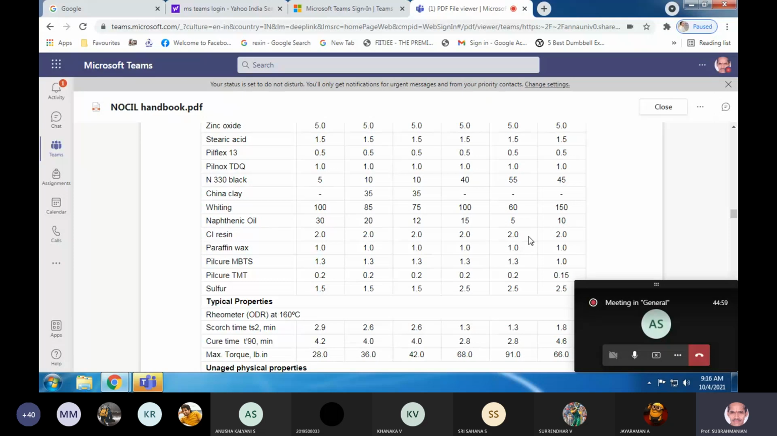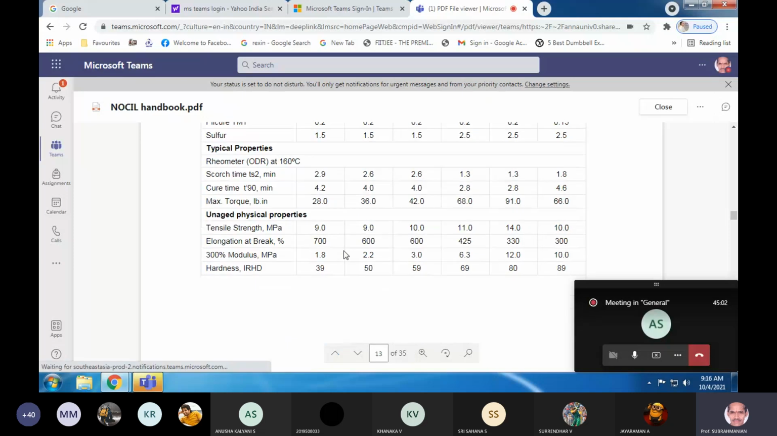Filler 55 parts of N330. So that is a reinforcing filler. And where is it captured? It is captured in the 300% modulus as 12 MPa, even though it gives a low tensile strength, 14 MPa, which for NR is not the best tensile. All right. So look at the modulus: 12 MPa, the best modulus of these six formulations.